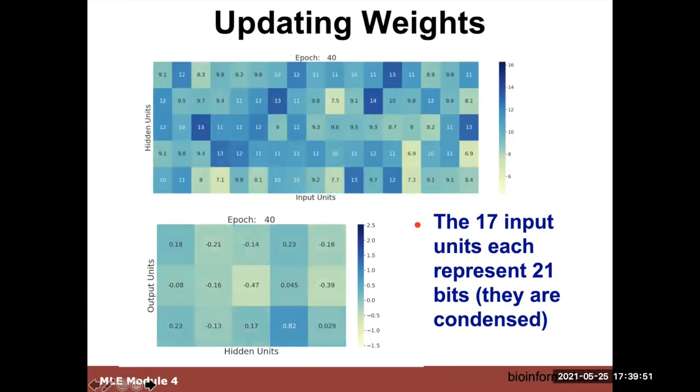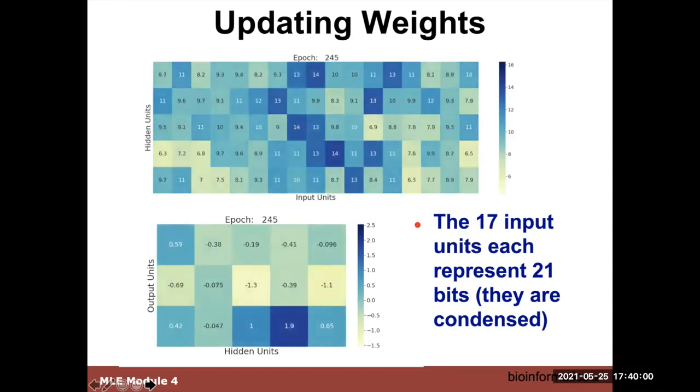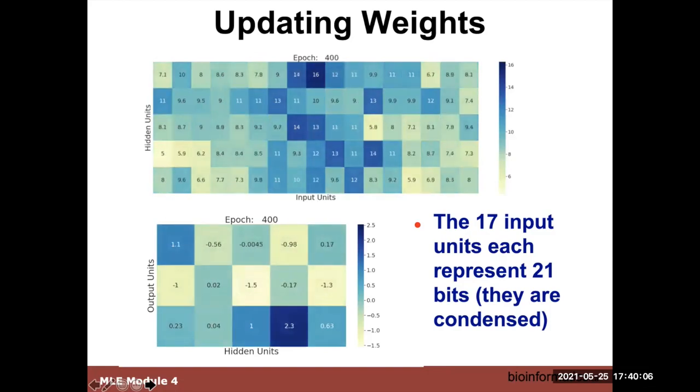So you can see how the colors change as you went from the beginning to the end and back again. So there's quite a bit of change that happens at the beginning, first 200, and then it settles quite nicely around the last 100 or so of the 1,000 epochs that it runs through.